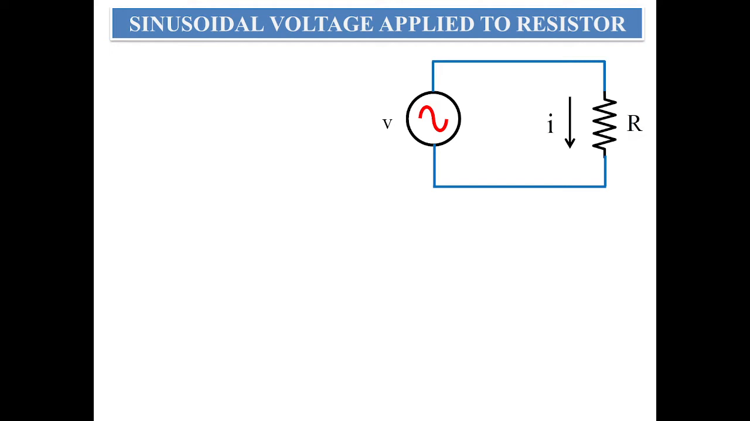Hence, we are going to start with the application of sinusoidal voltage applied to a resistor. In my later classes, we are going to see the same wave applied to inductor, capacitor, and later on the parallel or series combinations of the passive elements. So here you can see a source voltage represented by V delivering current I in resistor R.